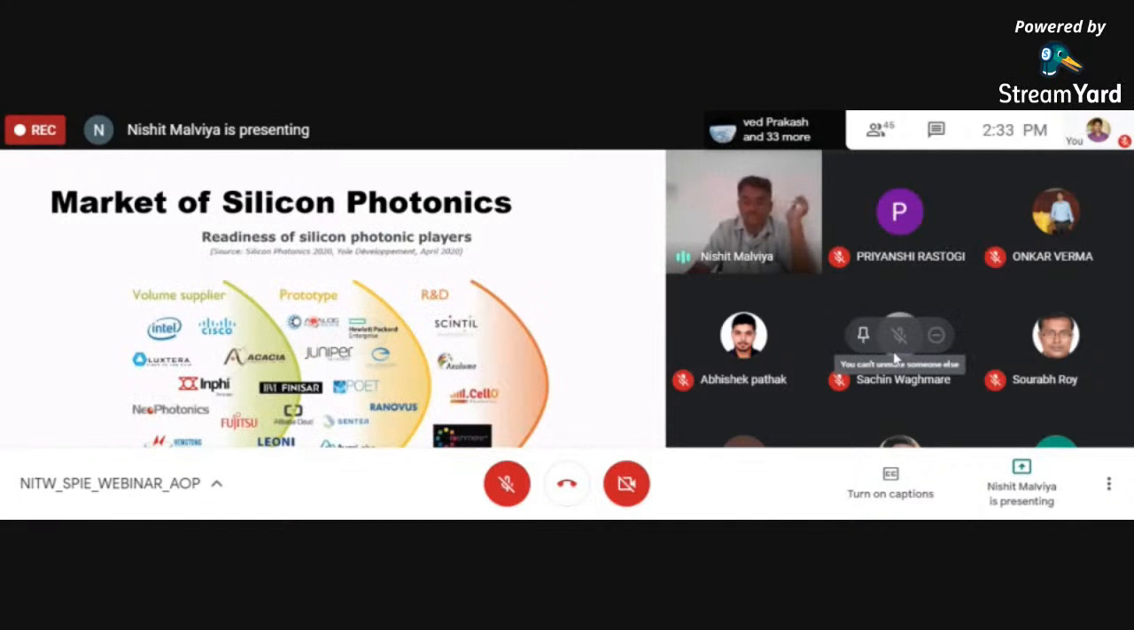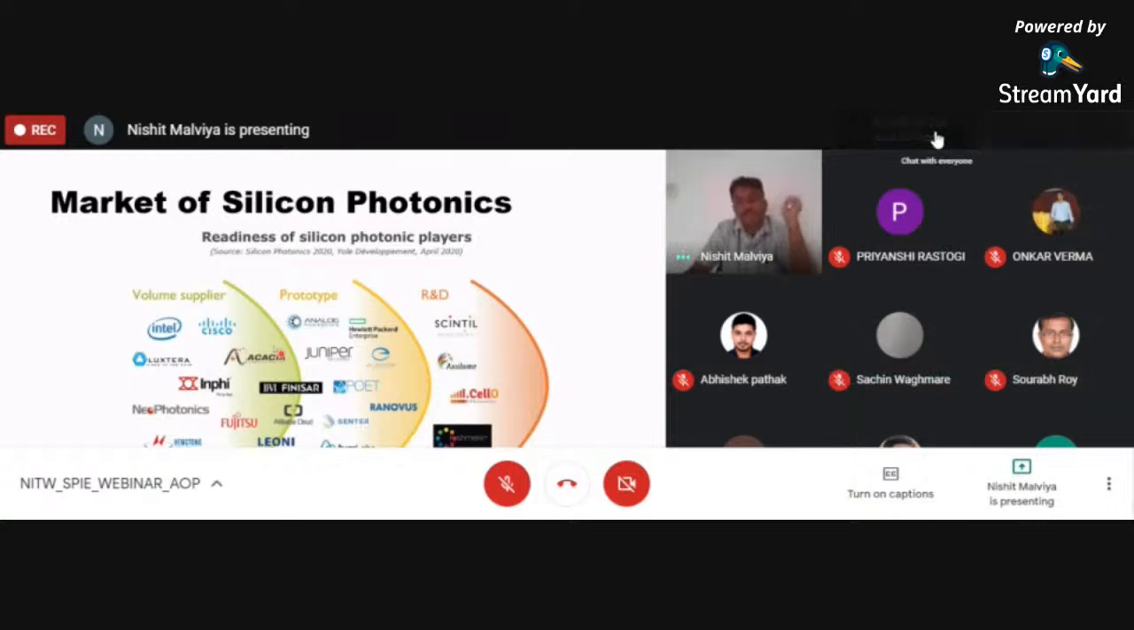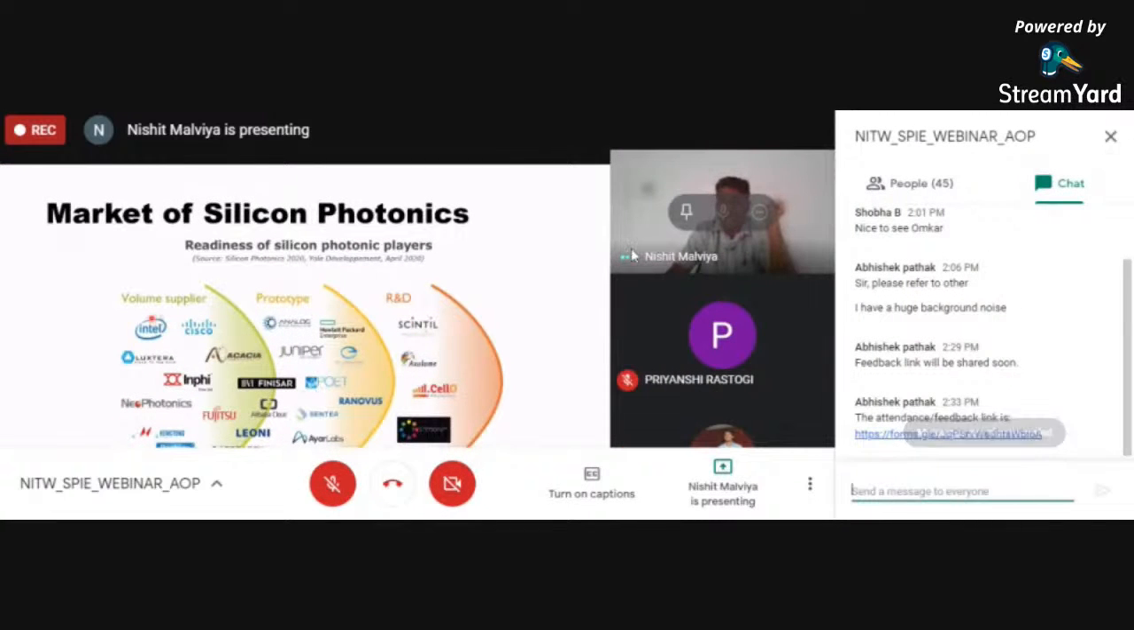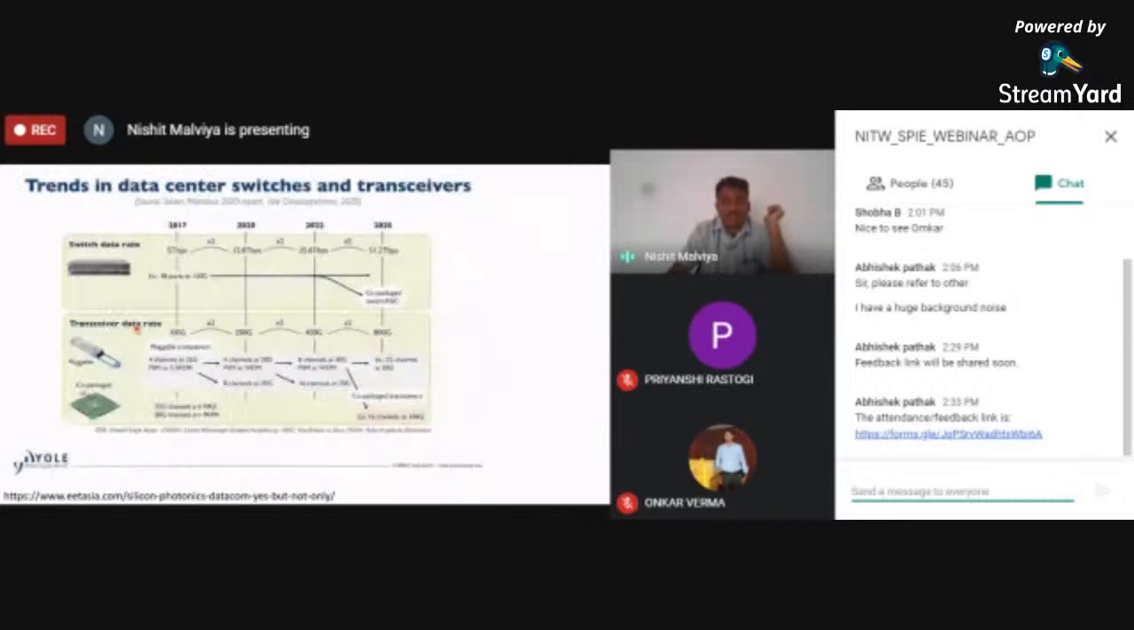Next, I'm talking about the different companies working in this area. There are volume suppliers making silicon photonic devices, companies making prototypes, and R&D industries also. So these are the different players working in silicon photonics. So why are industries working so much in silicon photonics?